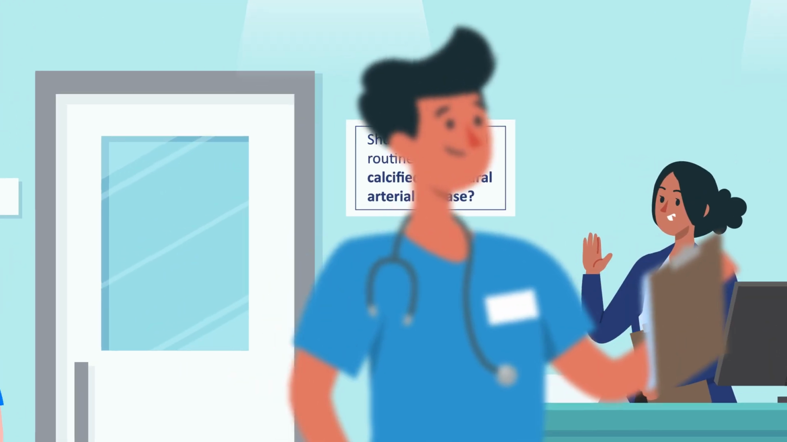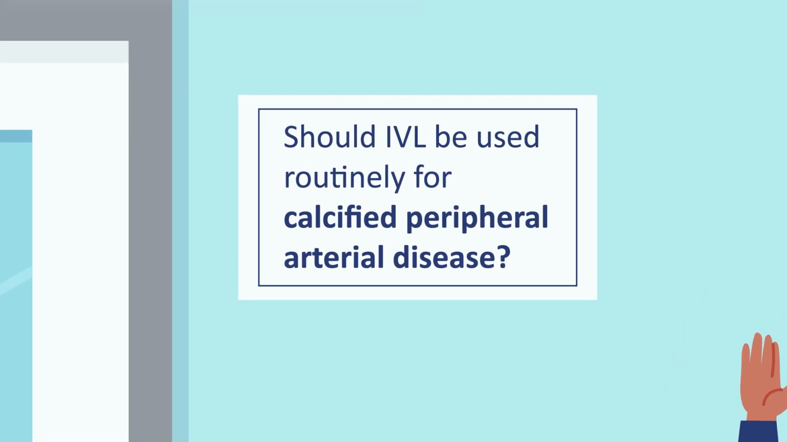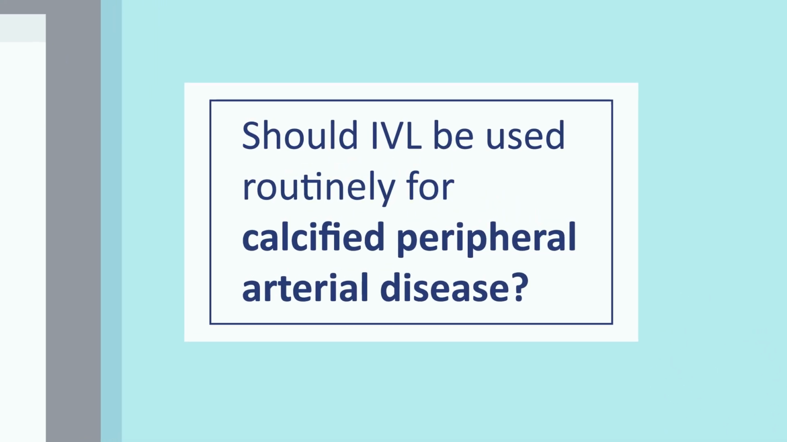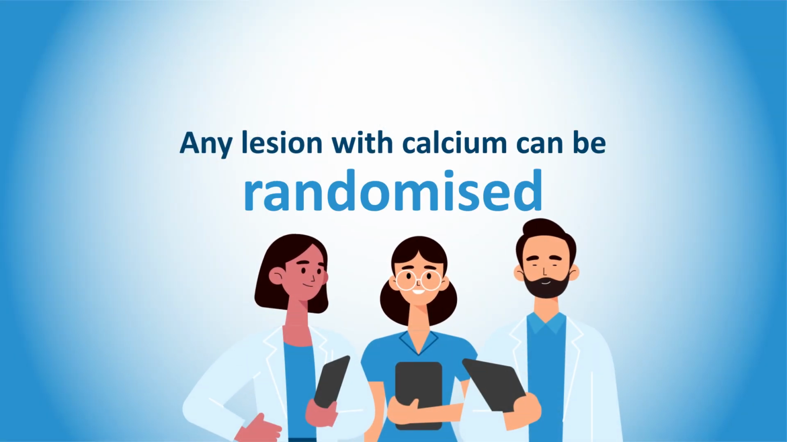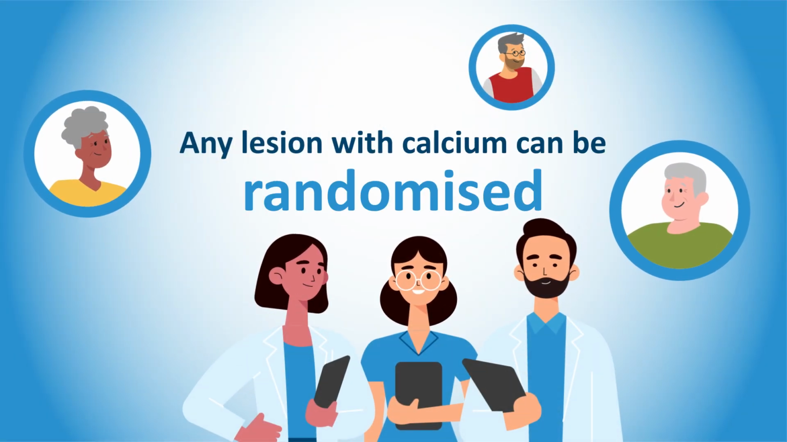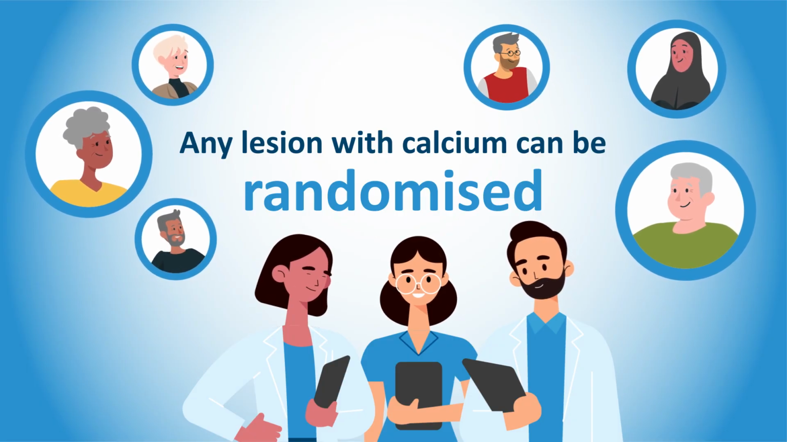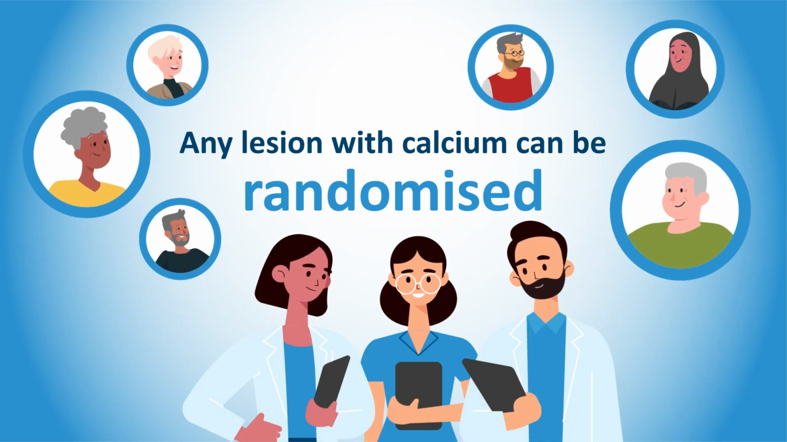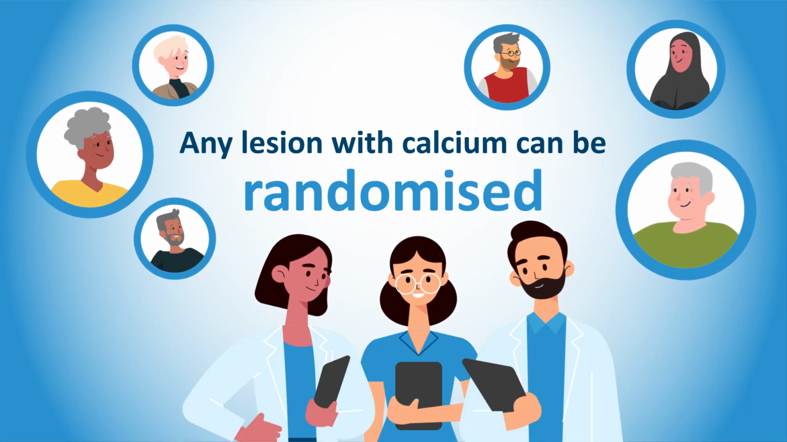RAVE answers the question every UK centre is already facing. Should IVL be used routinely for calcified peripheral arterial disease? Any lesion with calcium can be randomised, as long as the local team feels that lithotripsy can be used to treat that PAD lesion. Without RCT evidence, adoption decisions rely on observational data, industry reporting, and operator preference.